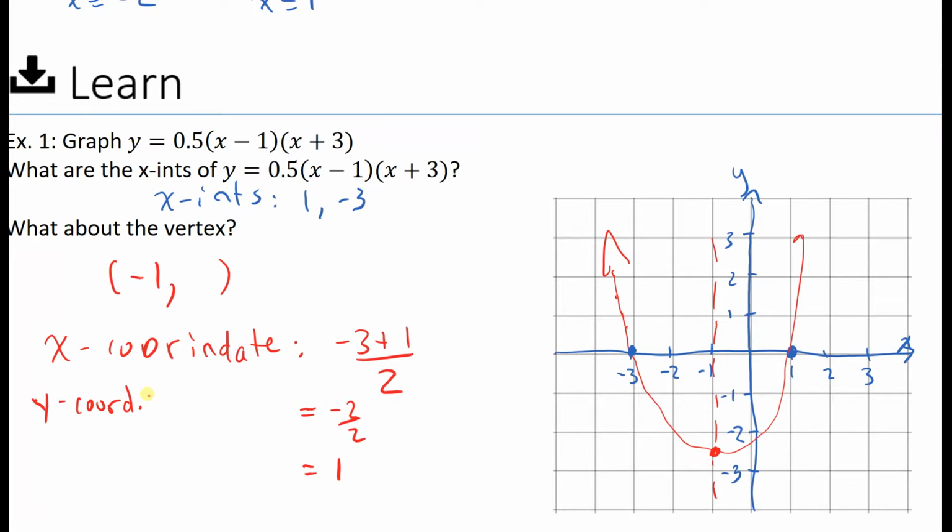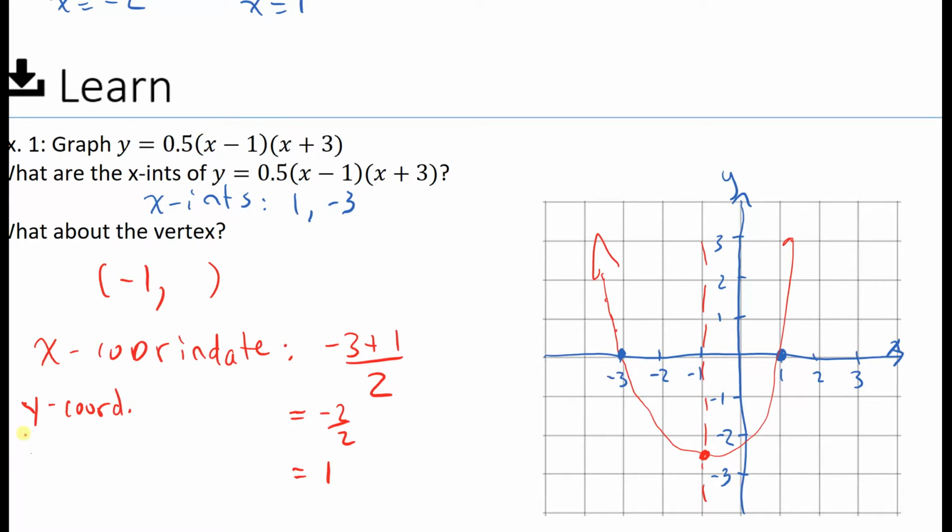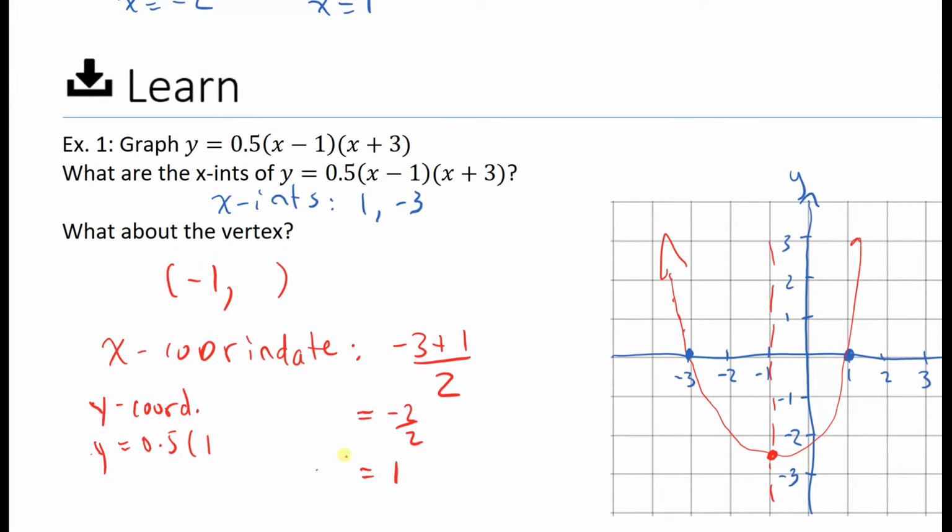The y-coordinate of the vertex is important. It was easy to place the x-coordinate, but we need to know how far down that vertex goes. We know the x-coordinate, and we have the equation. We sub it in. So y is equal to 0.5 times the quantity, sub in the x-coordinate. Oops, I missed the negative here. Negative 1 minus 1, negative 1 plus 3 is equal to 1/2 of negative 2 times positive 2. So negative 2 times positive 2 is negative 4, and half of that is negative 2.